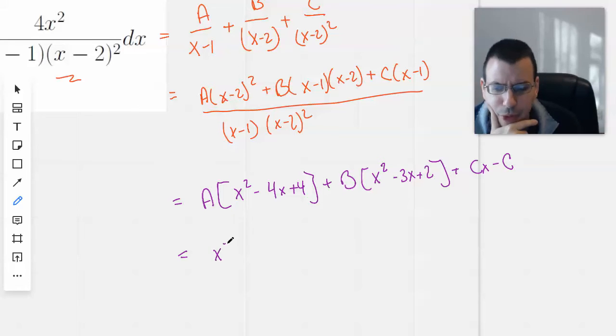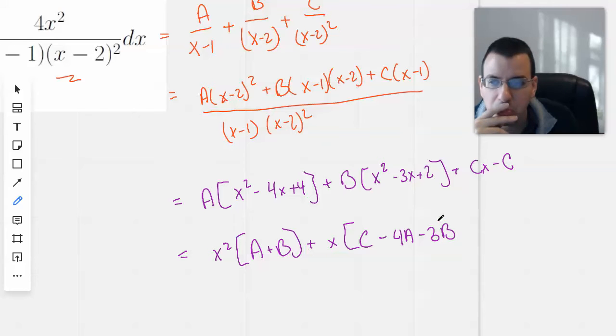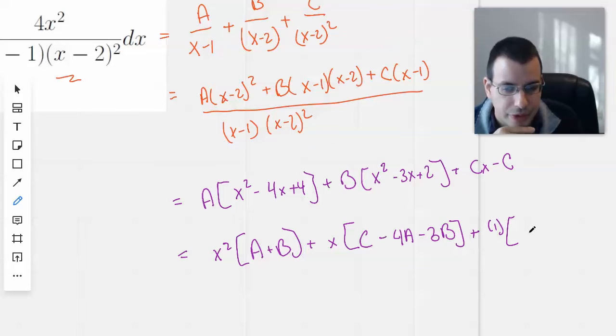And let's see, we'll separate out x squared, so I'll have x squared times a plus b, plus x times c minus 4a minus 3b. Seems reasonable. Plus 1, which is kind of like x to the 0, times 4a plus 2b minus c.